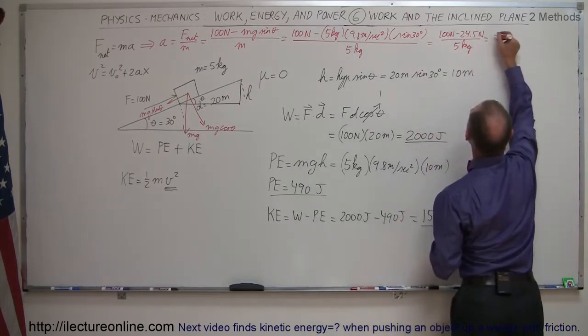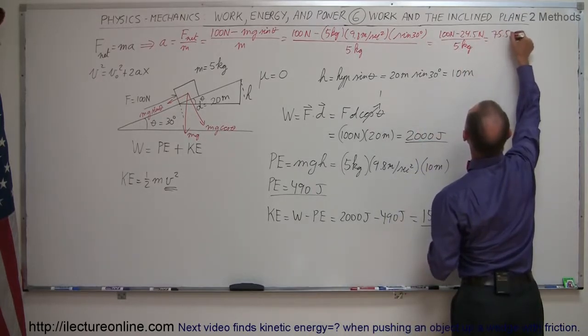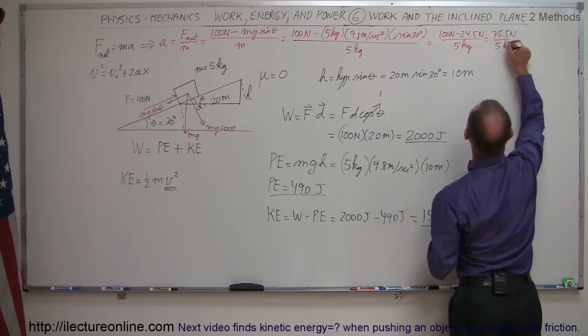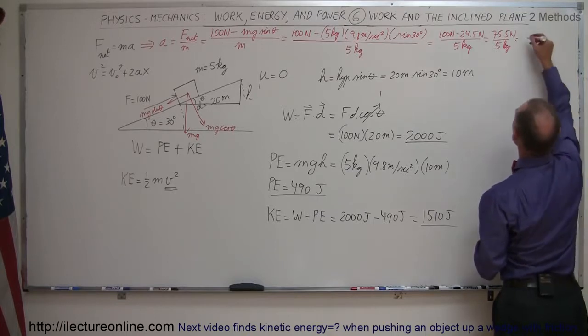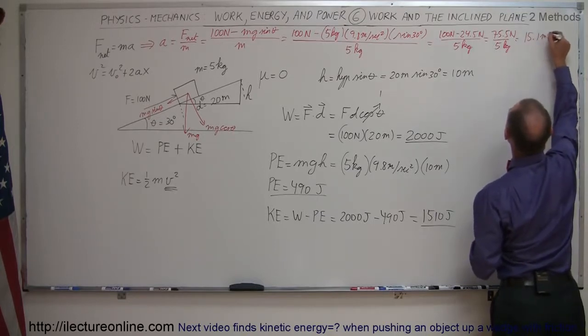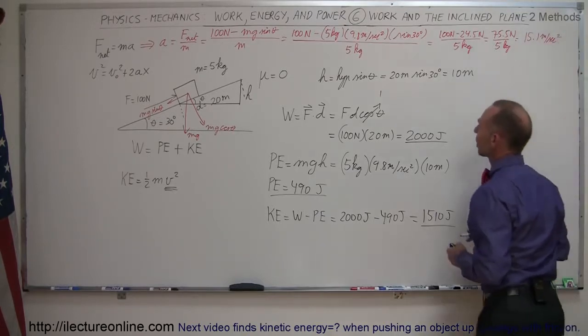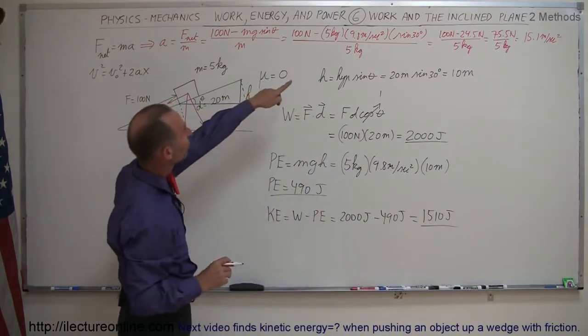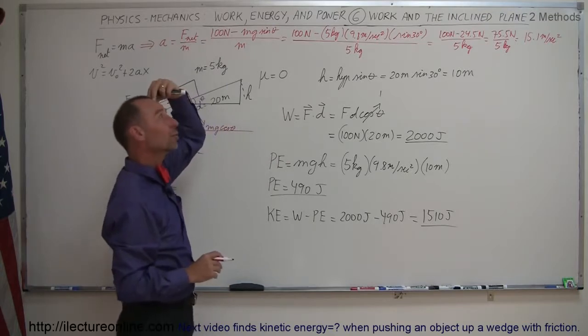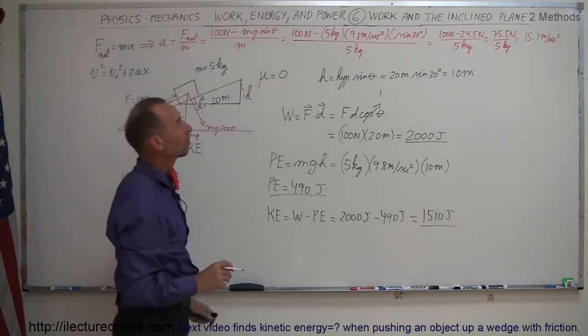So this is 100 newtons minus 24.5 newtons divided by 5 kilograms. And so this is equal to 75.5 newtons divided by 5 kilograms. And so that goes to 15.1 meters per second squared. Let me check that real quick, because I didn't use my calculator and I make mistakes sometimes. So that's 49. Half of 49 is 24.5. And that looks about right.